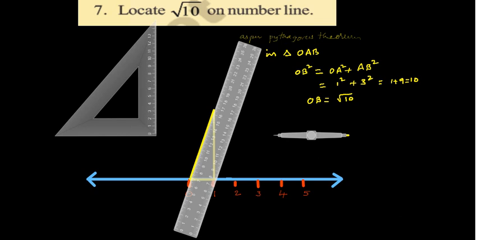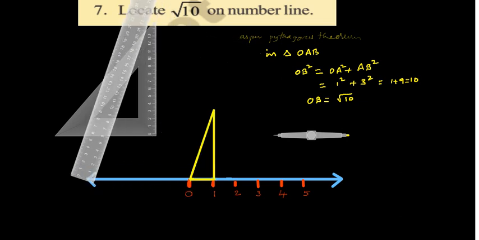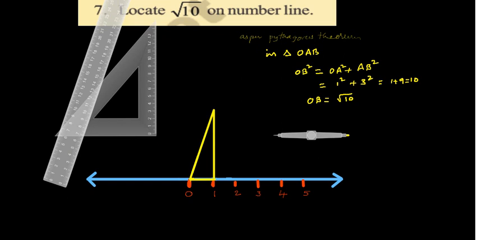Now you put aside, you remove the scale and put aside. Now look there, what is there? This is a right angle triangle. You name it here. This is O. This is A. This is B. Okay.